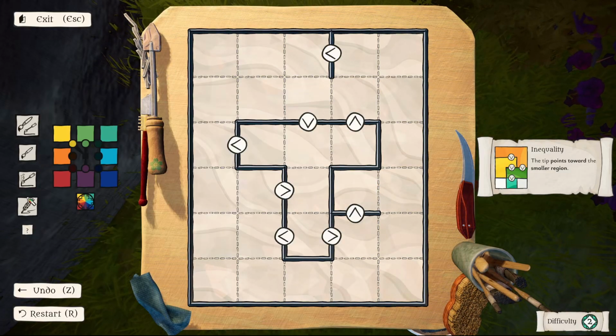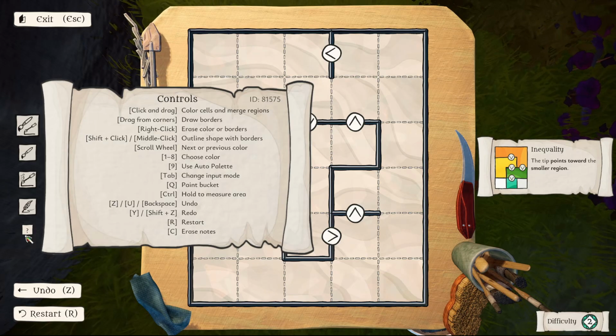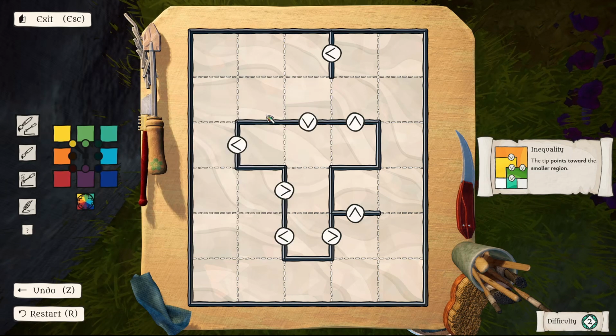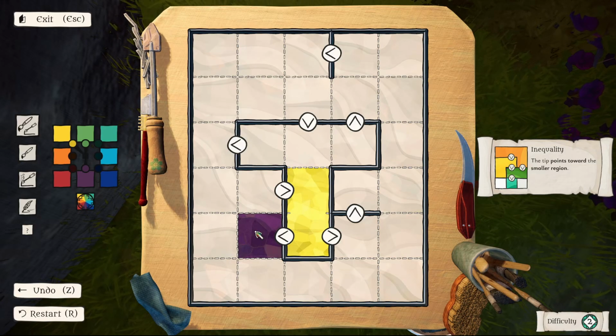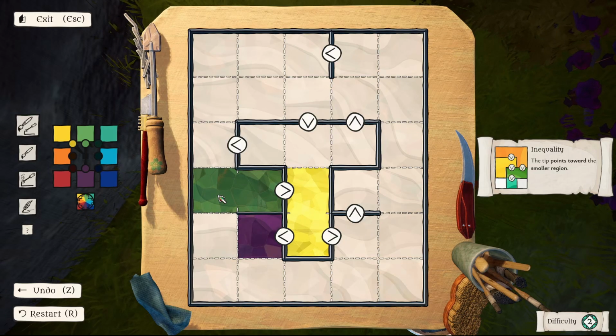Let's go here. Difficulty... No, sorry, that's not difficulty. Difficulty 2. ID 81575. Okay, inequality. Right, I don't really know where to begin on this. So this is more than either side, so those two at least are connected. This is less than that, but more than that. So these are not the same. So this is at least 3 in size. And if it goes here, it would have to be less than a 4, at least.